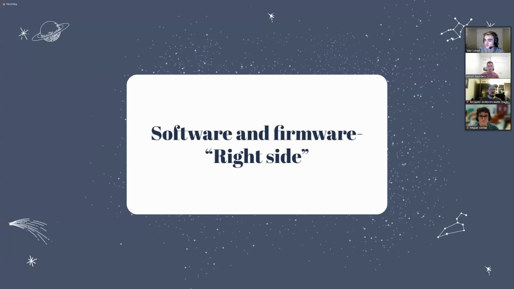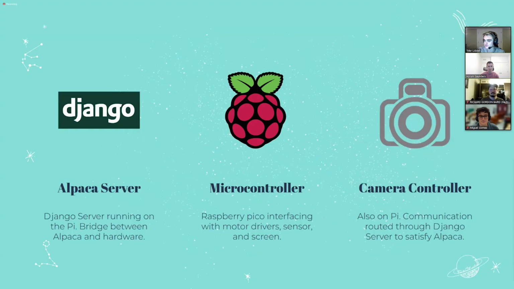Next, let's talk about the right side of the Alpaca interface. The right side of the interface is the Alpaca server and the software controlling the hardware. For our server, we use Django. Django is a web framework built for Python web servers. And for our microcontroller that interfaces with the hardware, we used a Raspberry Pi Pico. And the hardware we're interfacing with includes two TMC2209 motor drivers, the kind you'll see on a lot of 3D printers, a 9-axis IMU, a little OLED screen, and a Sony a7 III, which we'll talk more about later.